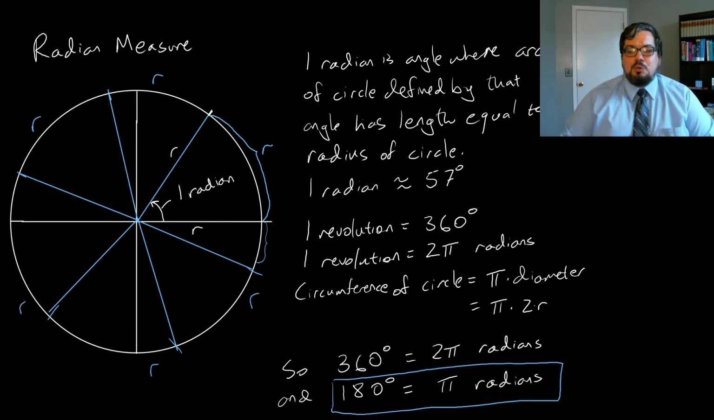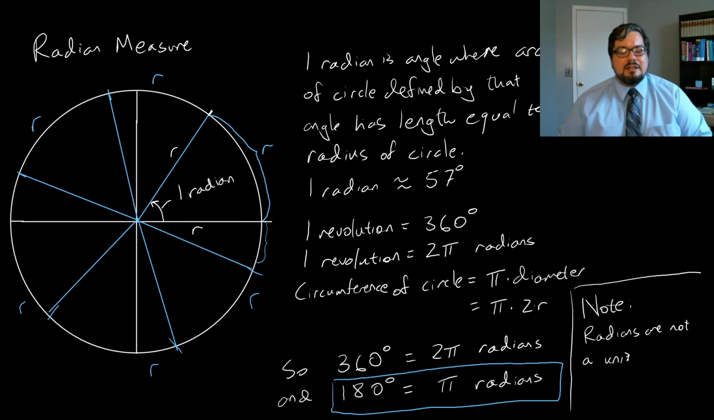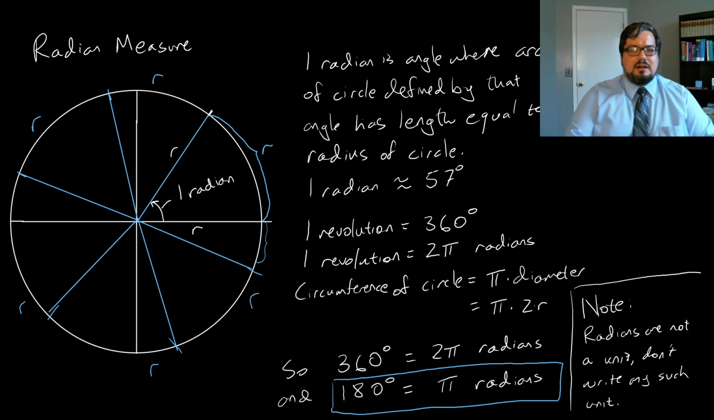Now, one point I do want to make here, an interesting note, is that technically radians are not a unit per se. Technically, radians are just counting the number of radiuses that we go around a circle when we expand by an arc of that particular length. So we usually don't write any such unit. And I'll show you what I mean here on the next slide.